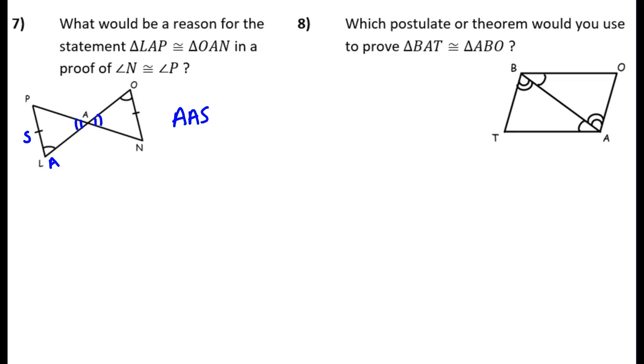In problem number 8, it says, which postulate or theorem would you use to prove that BAT is congruent to ABO? So it went from 2 to 1 to none, and then 2 to 1 to none. So I have an angle here, and then a shared side. So this would be angle, side, angle.